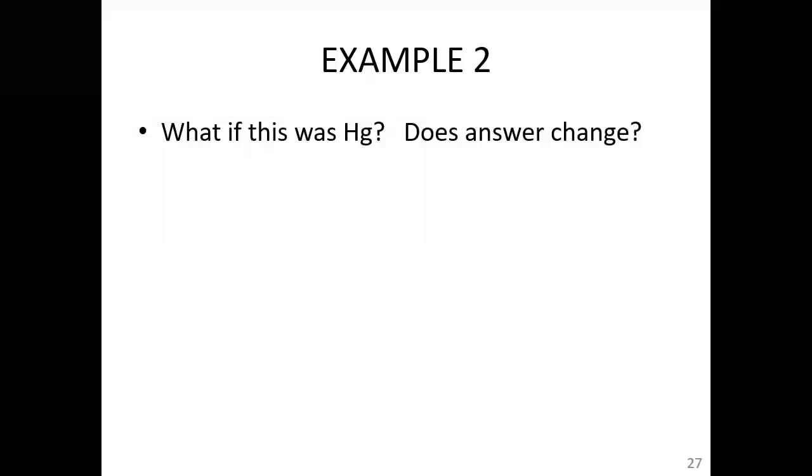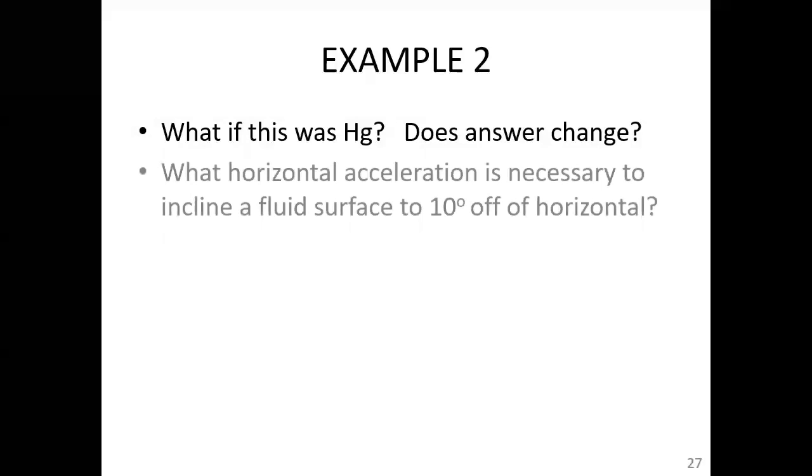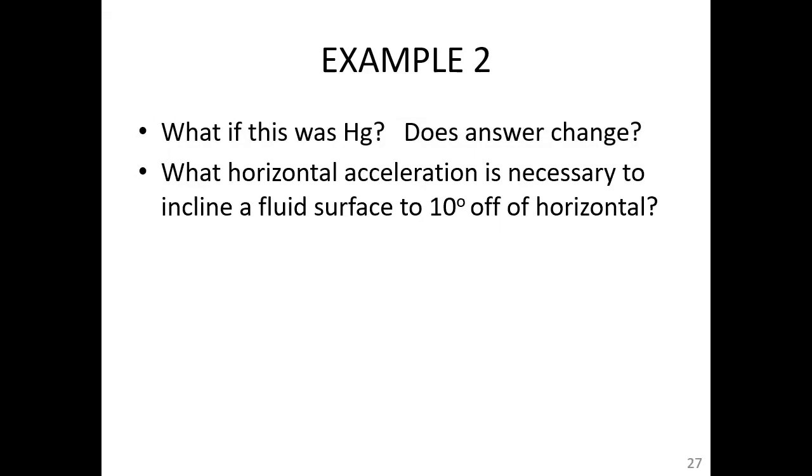So I said that we had a container of water. What if the container was filled with mercury? Does the answer change? Go back to that equation and what we were asking for. What is the horizontal acceleration necessary to incline a mercury surface to 10 degrees off the horizontal? That's the equation we used. Where are the fluid characteristics of mercury in that equation? Nowhere. So you will get this irrespective of the fluid.